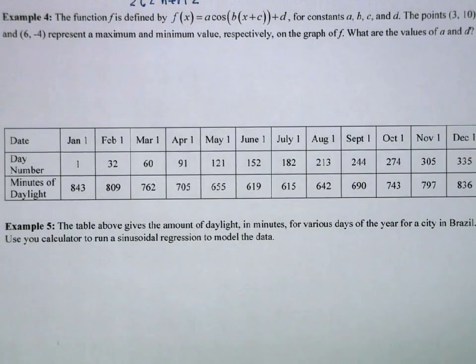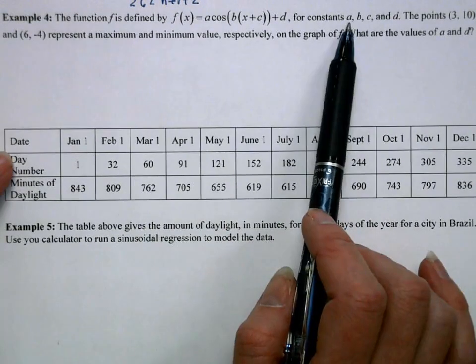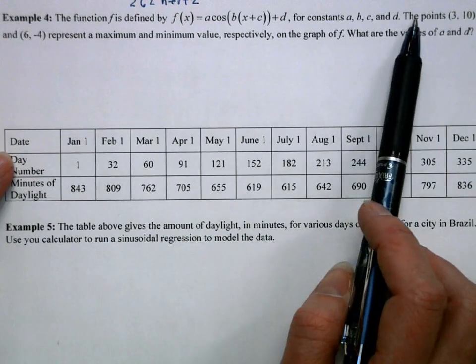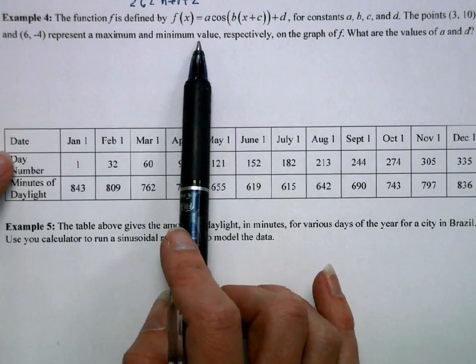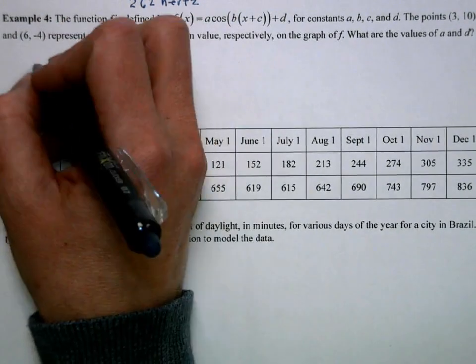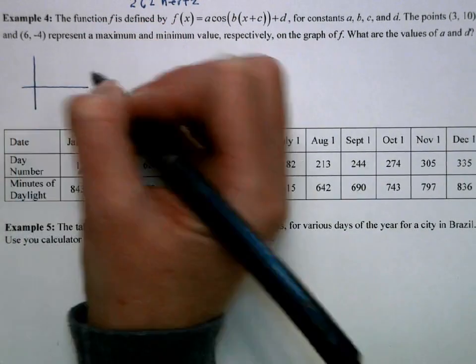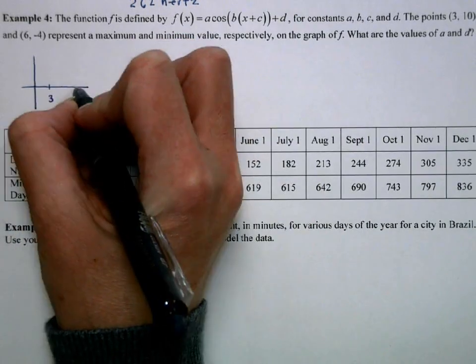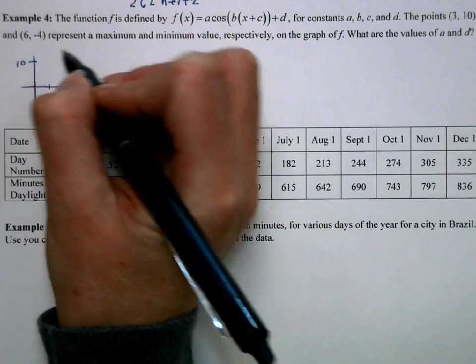Next, and this is going to be similar to our scenario above, where we're going to be given 2 points. So we're going to do another cosine curve. We're going to find the constants a, b, c, and d. The points (3, 10) and (6, -4) represent a maximum and a minimum respectively. What are the values of a and d? And I'm going to draw myself a picture. And how detailed you make this is up to you, and if you can do it without the picture, good for you. So we've got 3 and 6, and then I have a maximum at (3, 10) and a minimum at (6, -4).